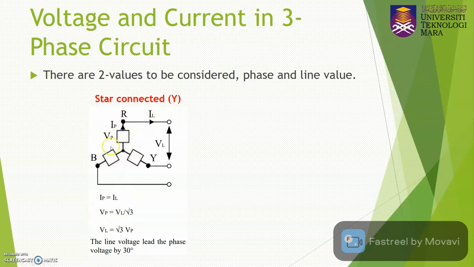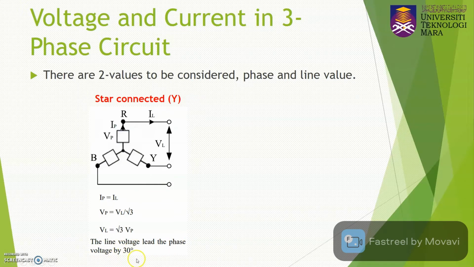However, V phase, meaning from the line to the neutral, so this is the V phase. This is the V line from the first line to the second line. So the V phase will be equal to V line divided by square root 3. Or you can also rearrange it so that you have V line equal to square root 3 multiplied with V phase. In this case, for the star connected, the line voltage leads the phase voltage by 30 degrees.